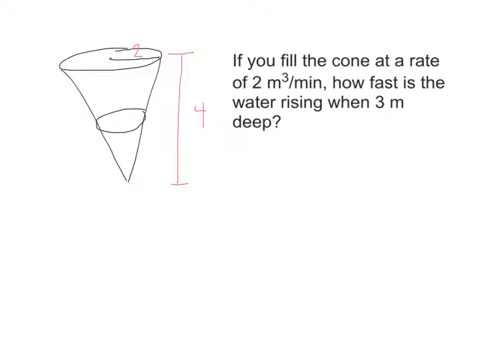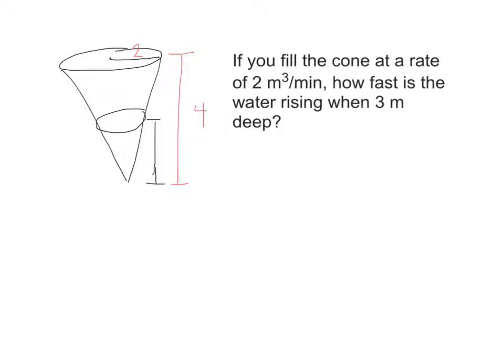Okay, in this problem, we're filling a cone that has a base radius of 2 meters and a height of 4 meters. We're filling a cone at a rate of 2 meters cubed per minute. How fast is the water rising when the water is 3 meters deep? So in other words, when this height right here is equal to 3 meters, how fast is it approaching the top? How fast is it rising?